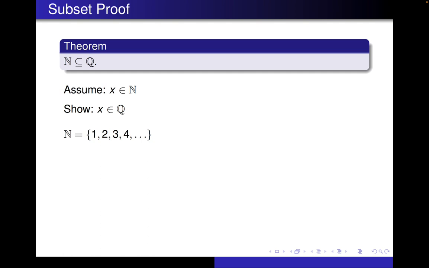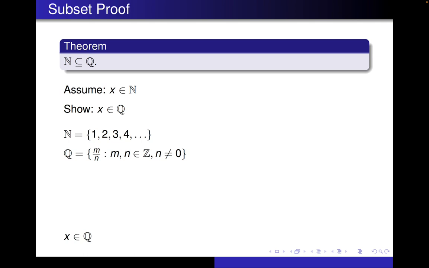So remember, the natural numbers are the counting numbers, 1, 2, 3, 4, etc., all the whole numbers starting with 1. And then the set of rational numbers, that is the set of fractions m over n, where m and n are both integers and n is non-zero. And so when we do this proof, we're going to start with what we assume, which is x is in the natural numbers, but then we want to end with x is in the rational numbers.